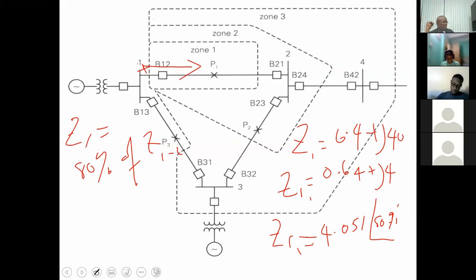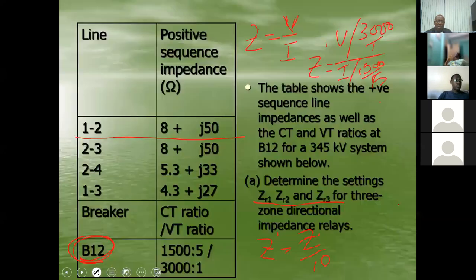Or we could have just multiplied, well, so the magnitude for zone 2 is 6.076. Okay? And at the same angle. Yes, sir.